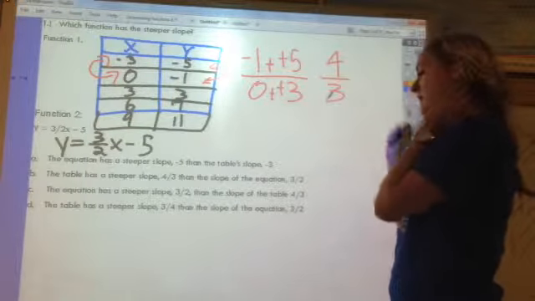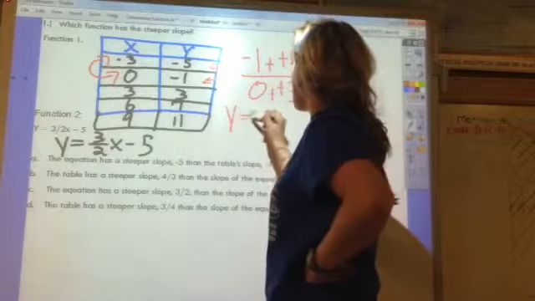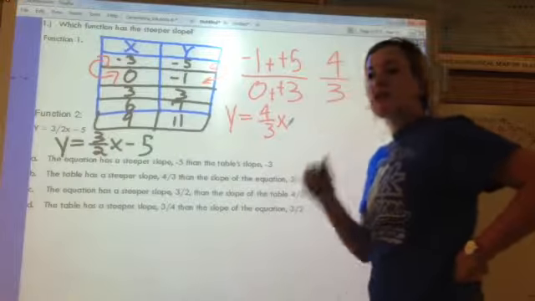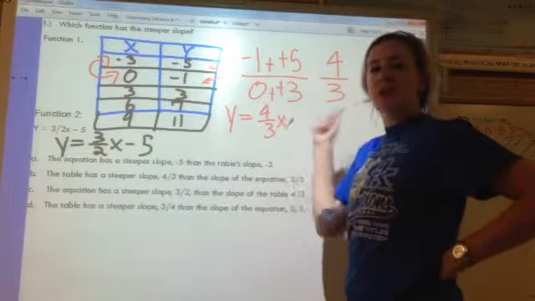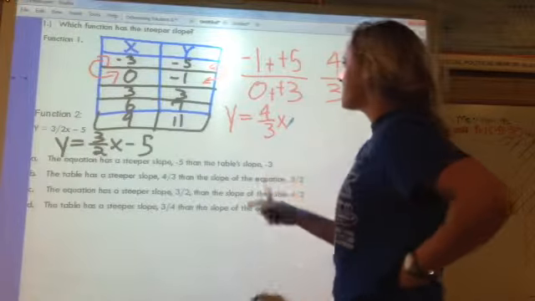Since this doesn't simplify into a whole number, I know I have a slope for the table of y equals 4/3 x. Don't forget your variable. Some of you guys are forgetting your variable on these equations. Without your variable, it's wrong. Now I need to figure out what my y-intercept is. So I'm going to go to my table.